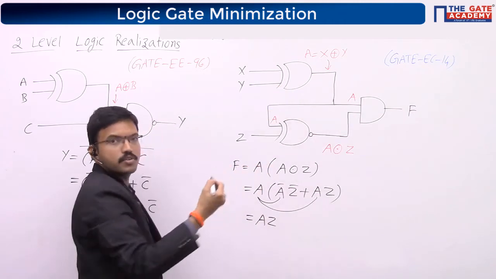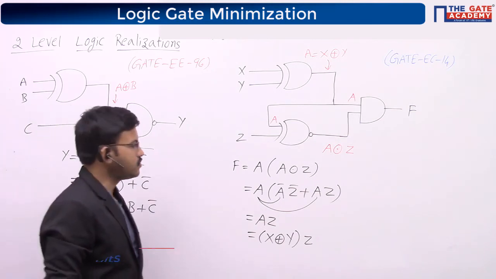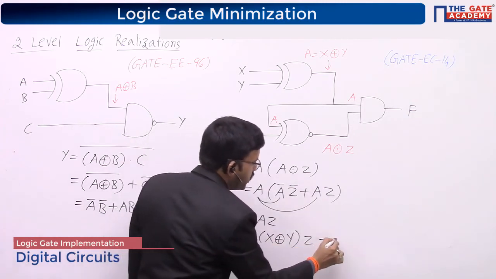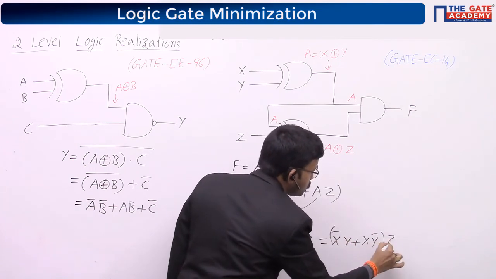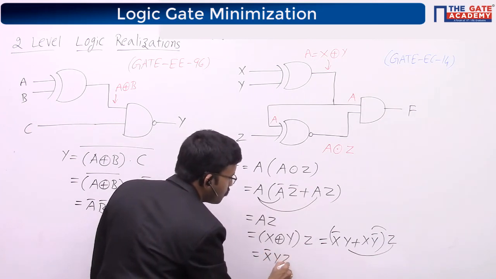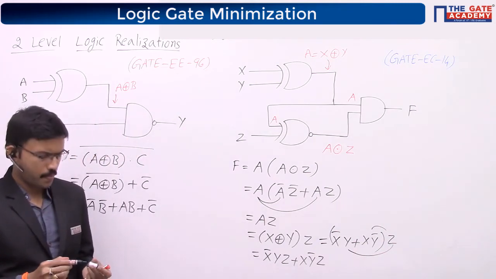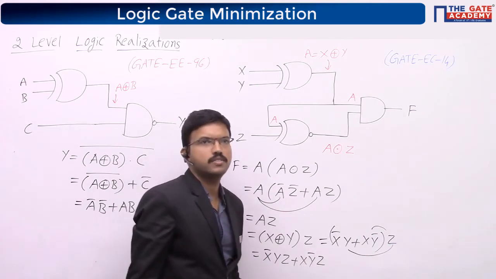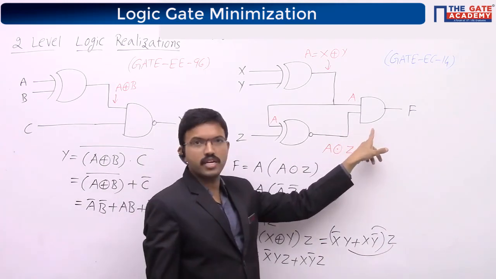Now you can substitute the A value. A is nothing but X exclusive OR Y. So, (X exclusive OR Y) into Z. In the given choices he has given it like this: he has expanded it. You can write this as (X bar Y plus XY bar) into Z. Further multiplying, you will get X bar YZ plus XY bar Z. So based on the given choices, we'll stop the process. He has given one of the choices like this: X bar YZ plus XY bar Z. This one is exclusive OR, this one is exclusive NOR, and here you are having an AND gate.